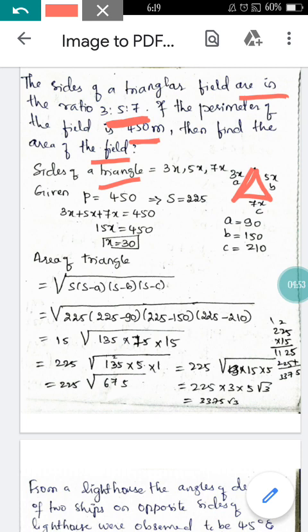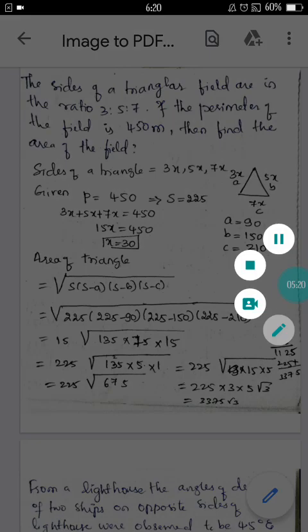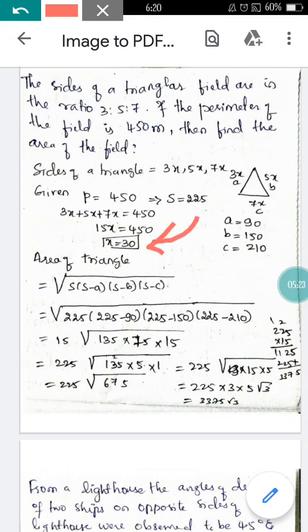So what I have done here is that I have made use of the axiom and multiplied with x. 3x, 5x and 7x is the ratio which was given in the question, and the perimeter value is given in the question as 450. I have just found the value of the semi-perimeter by dividing by 2. Then find the value of x here by adding all the values. As you know, perimeter is nothing but the sum of all sides. Just add all the sides and find the value of x here. You are going to get the value of x as 30.